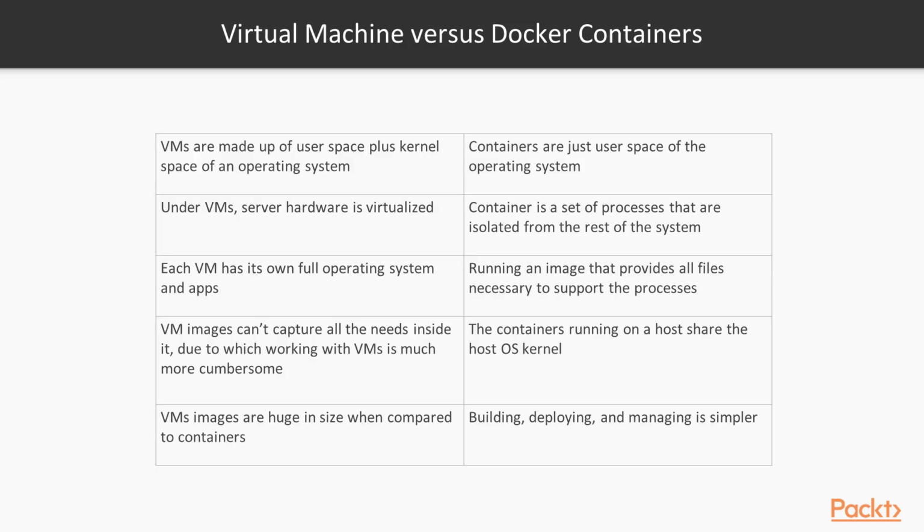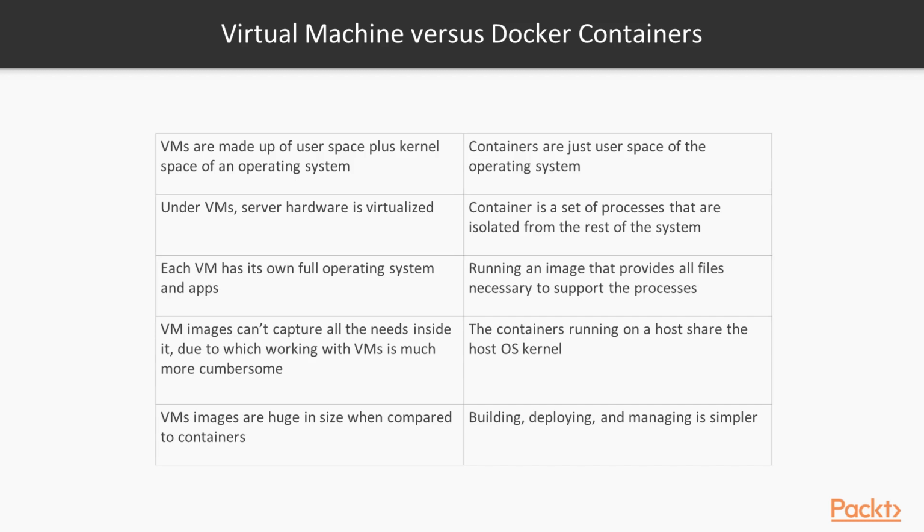We would also use virtual machines. So let me set a comparison between virtual machine and containers so that we get a better understanding about what exactly is a container. As we all know, a virtual machine has its own user space plus kernel space of an operating system. A container just has the user space of the operating system, and it utilizes the kernel space of the host operating system. Under virtual machines, server hardware is virtualized, but in case of containers, the operating system is virtualized, I would say.